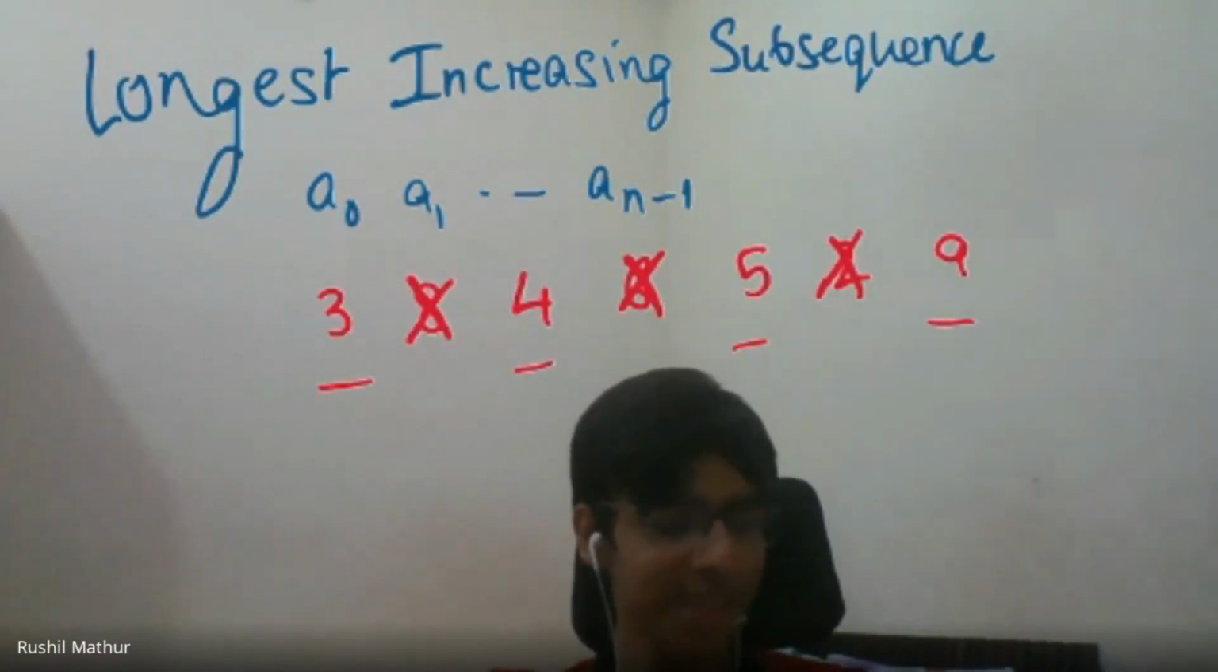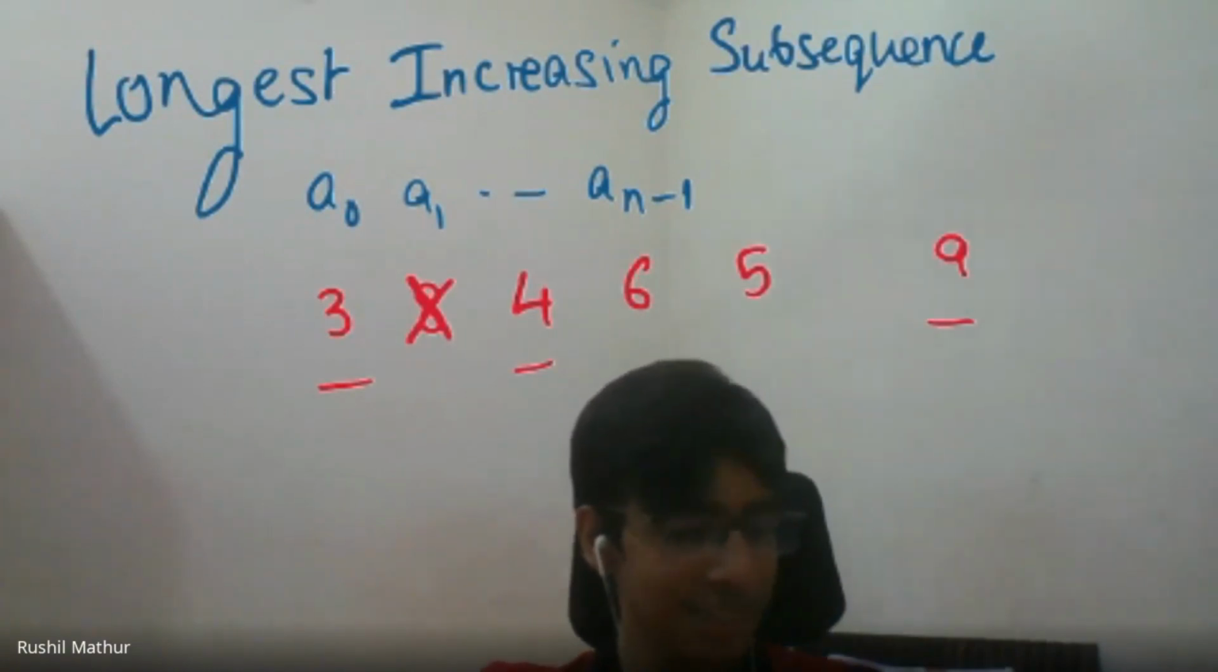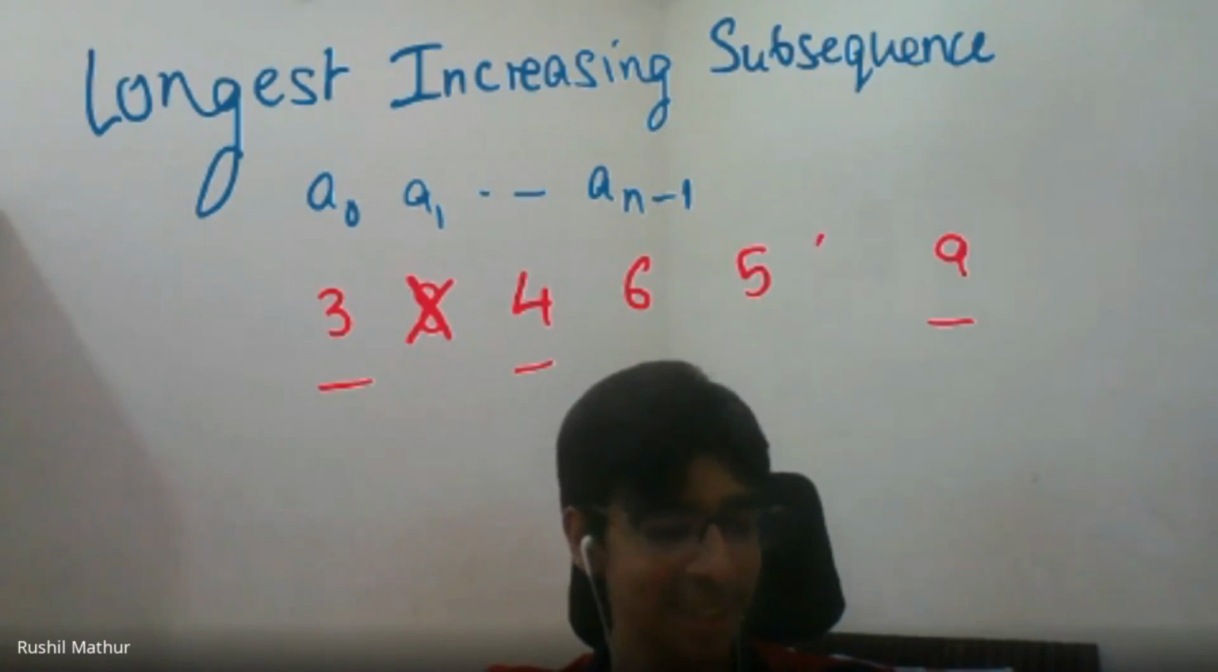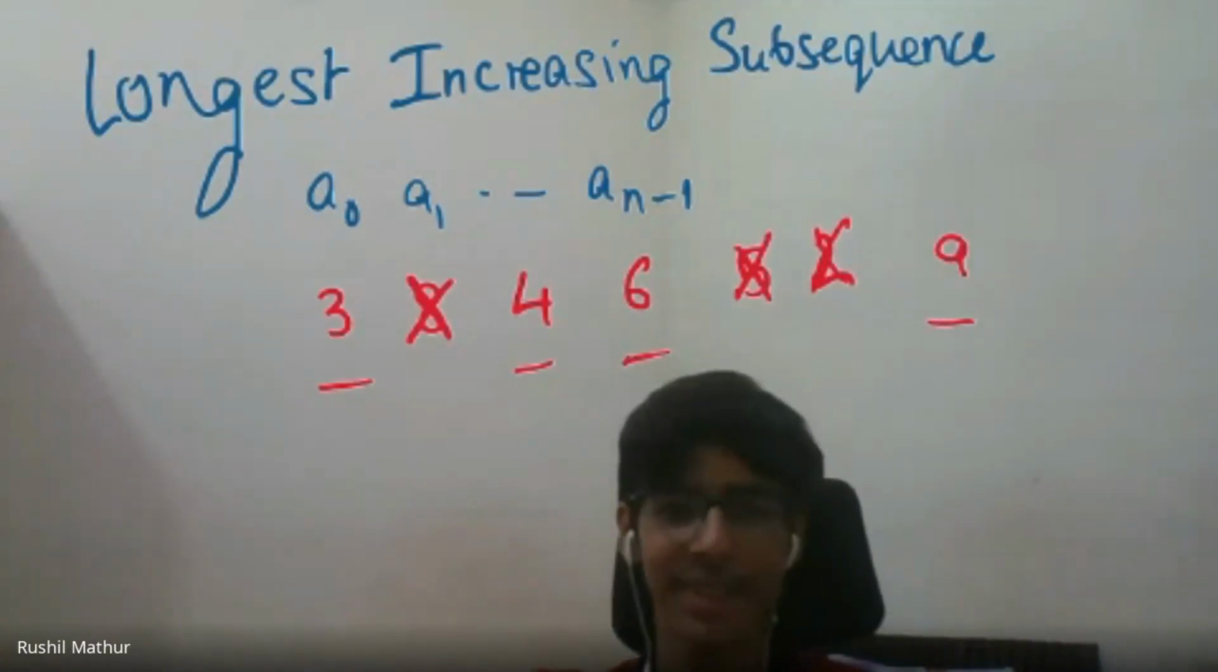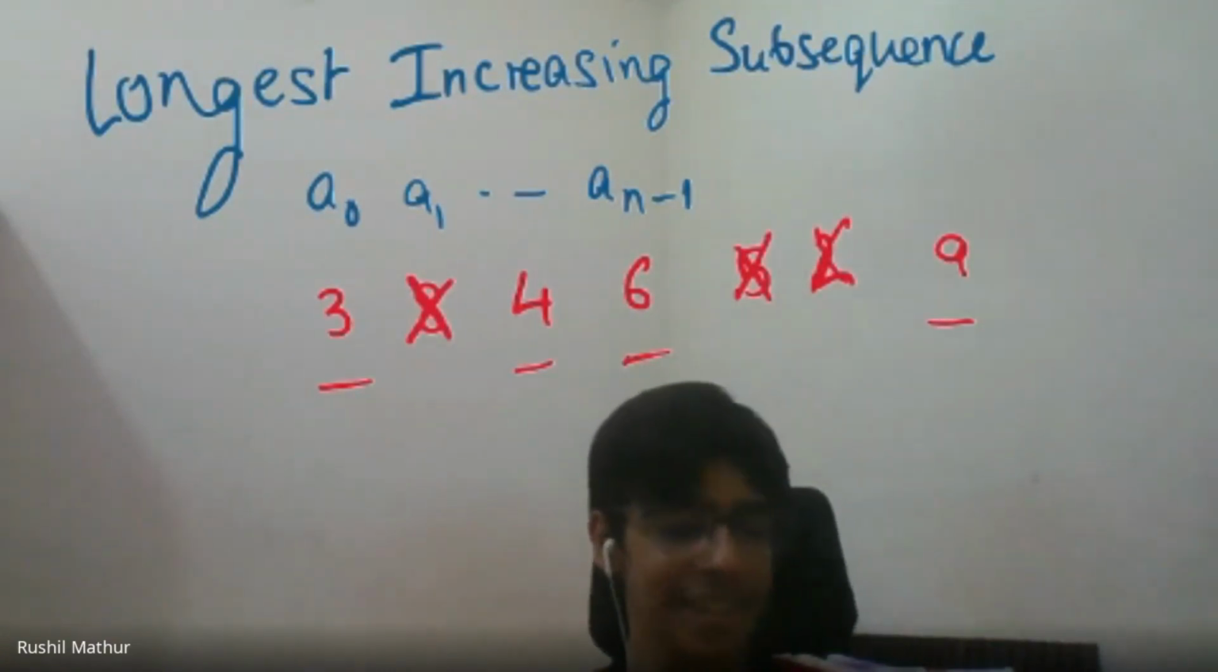In fact, there was also 3, 4, 6, 9, now that I think about it. But either of them work. Basically, the answer here would be 4, because the longest increasing subsequence has length 4.